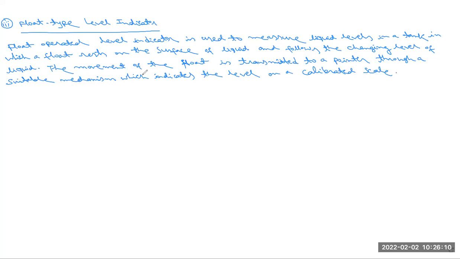Okay, so for this type of measurement we use a float operated level indicator, basically used for measuring the liquid level in a tank in which a float rests on the surface of the liquid and follows the changing level. The movement of the float is transmitted to a pointer through a suitable mechanism, which indicates the particular level on the calibrated scale. Now we have to classify the different types of float type indicators.